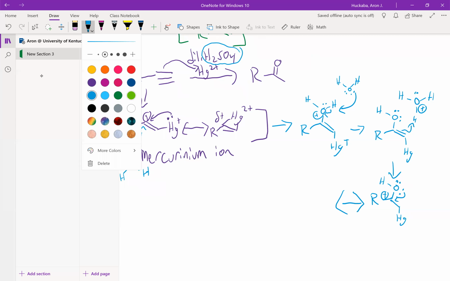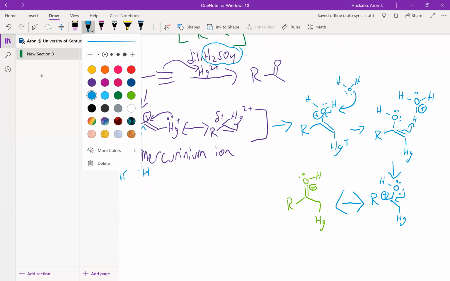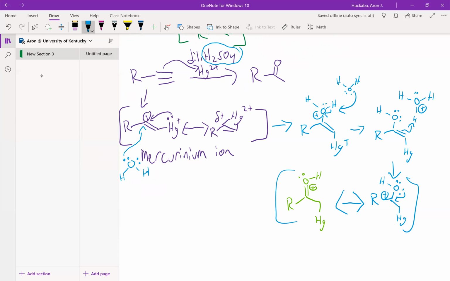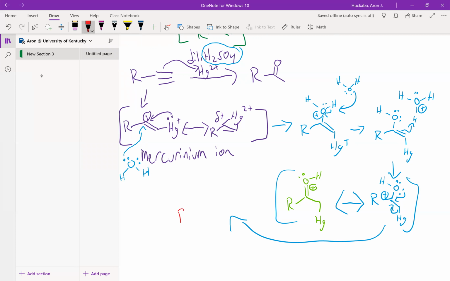Okay, so here's our mercury. Again, this is a positively charged oxygen. Really, oxygen does not want a positive charge. So instead of having these two relatively bad resonance forms, the mercury is just going to eliminate, giving us something that makes a lot more sense, which we're going to call an enol, because it's an alkene that is also bonded to an alcohol on the double bond.